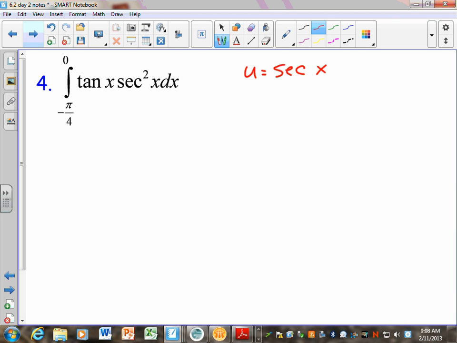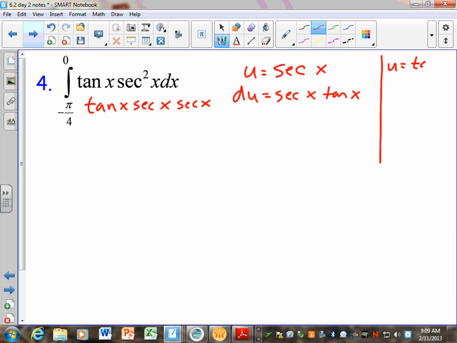I really think they both work on this one. If you pick secant as your u, not secant squared, because secant squared is a chain rule problem, what is the derivative of secant? Secant x tangent x. Does that work? Does that match up? If I broke this secant squared up and wrote it as secant x times secant x, does that match up? It really does. Just a little side note, we won't do this both ways.